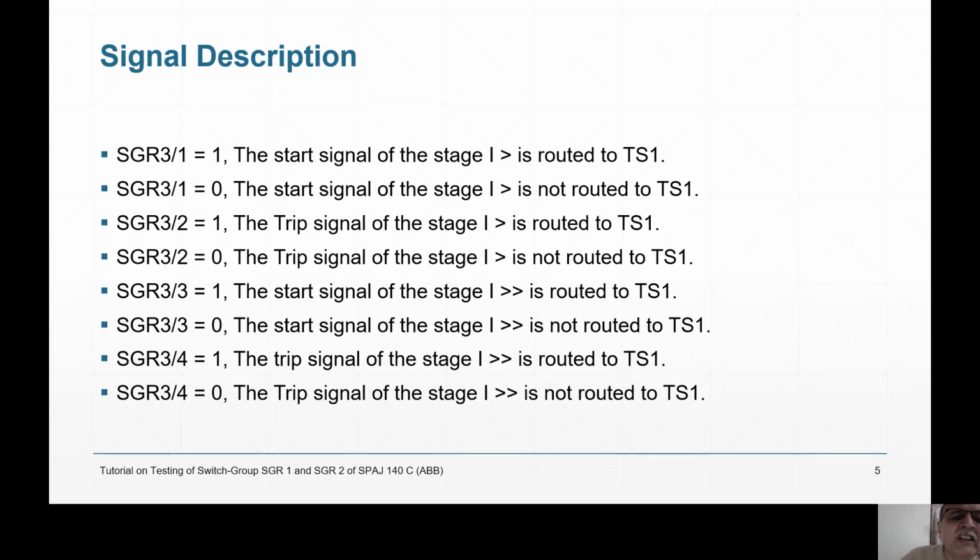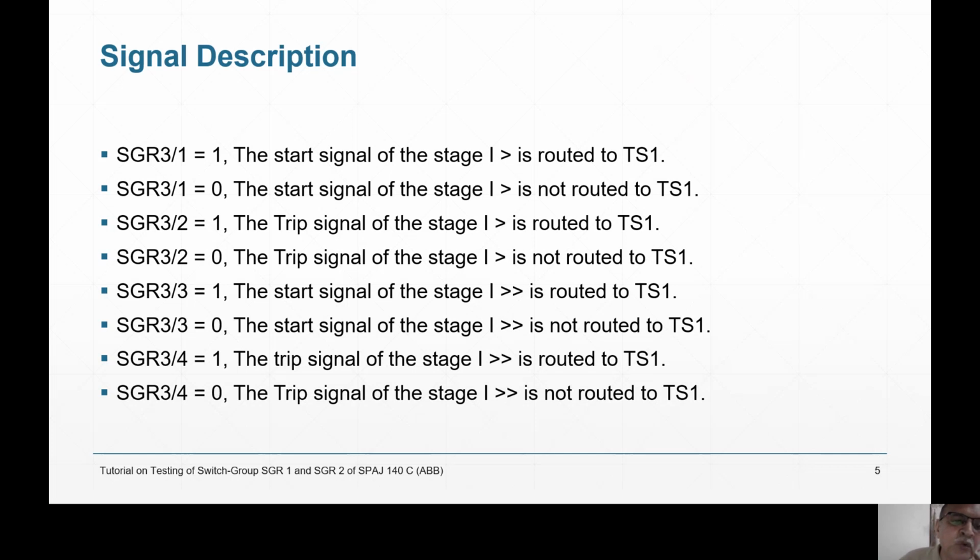If you keep SGR31 equal to 1, the start signal I greater than is routed to TS1. TS1 is the main trip relay, relay A. But if SGR3 is equal to 1 and SGR31 equal to 0, then the start signal will not reach TS1. That means the breaker will not trip. We are not interested in SGR31 equal to 0.